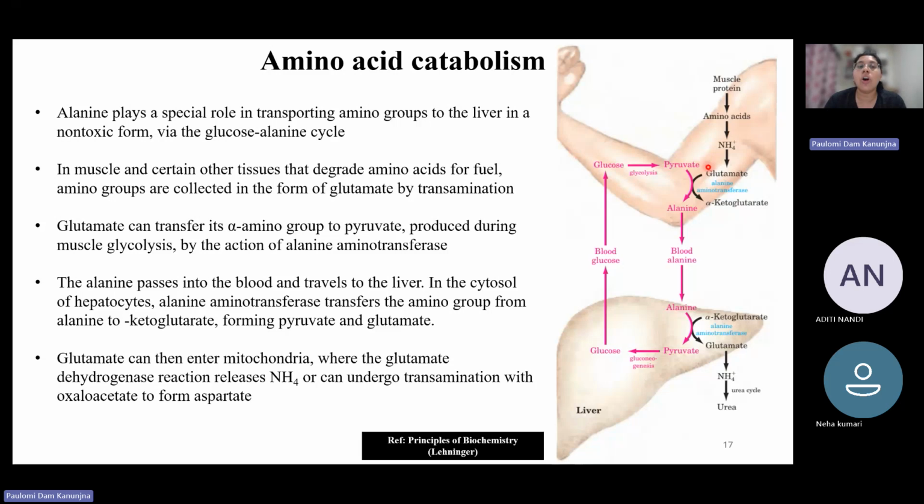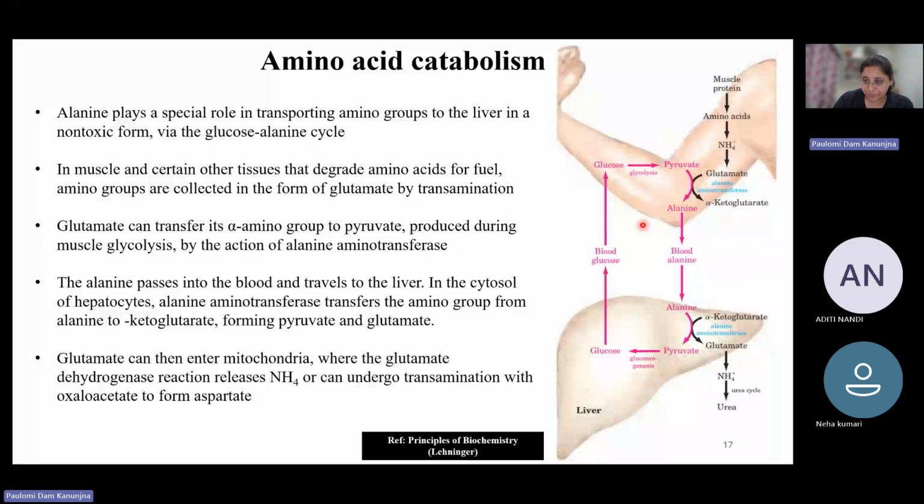So in muscles or certain tissues where you have degradation of amino acids for fuel, these amino groups are collected in the form of glutamate by transamination. Here you see the ammonium, you have glutamate, right? Now, glutamate can transfer its alpha amino group to pyruvate, and this pyruvate can convert to alanine, right? So when glutamate gives its amino group to pyruvate, it becomes alanine, and it becomes alpha ketoglutarate, right?